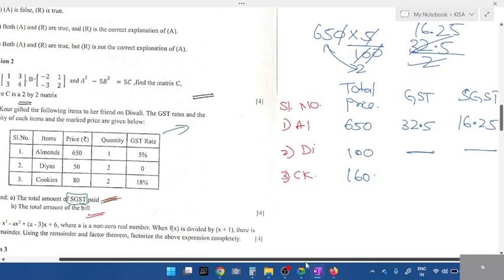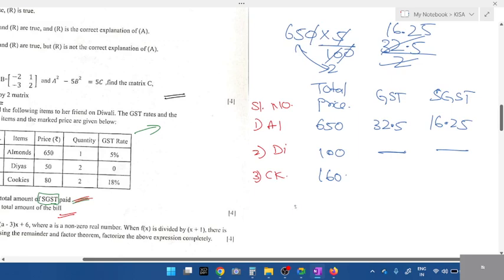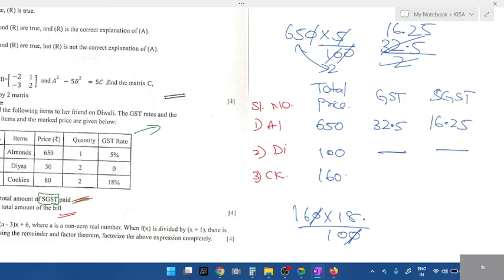How do you calculate 18%? 18% of 160. Do this in the working column. 18 divided by 100. All of you calculate this. Just calculate this part and tell me. Be quick. All the GST concept, do it like this, students. What is required? Serial number, total price, GST, SGST.